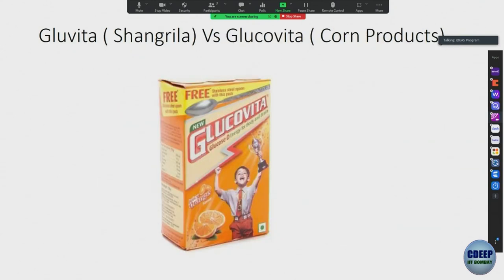The same thing happened between Gluvita and Glucovita, Corn Products versus Shangri-La. Corn Products used to sell Glucovita, with D-glucose plus D-vitamins, and Shangri-La started Gluvita. Again, same story, they fought, and again the court said, look, it is phonetically similar, the consumer can get misled that both the products are the same. So Corn Products won and Shangri-La had to lose.